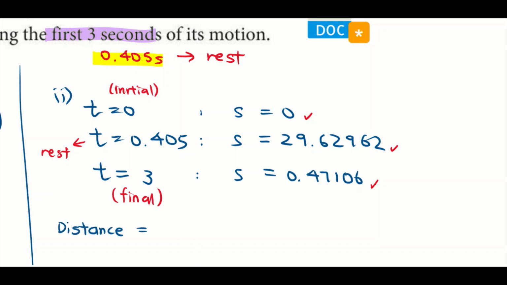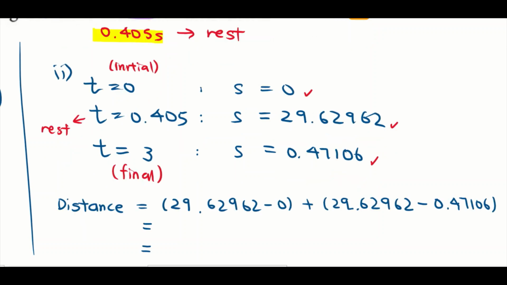So now let's calculate the total distance traveled. We will take the difference in the distance at each of the timings to get our answer. So our answer will be 58.78 in 4SF, where we'll round off to 3SF, 58.8 meters. And that's the end of the question.